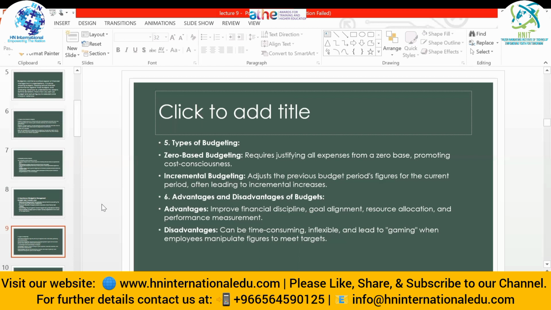Advantages and disadvantages of budgets. Now, what is the advantage of it? Improved financial discipline, goal alignment, resource allocation, and performance measurement. Now, these are all the points. While giving the answer in your task, we can give further explanations to it. Because obviously, this is the advantage of budgeting.